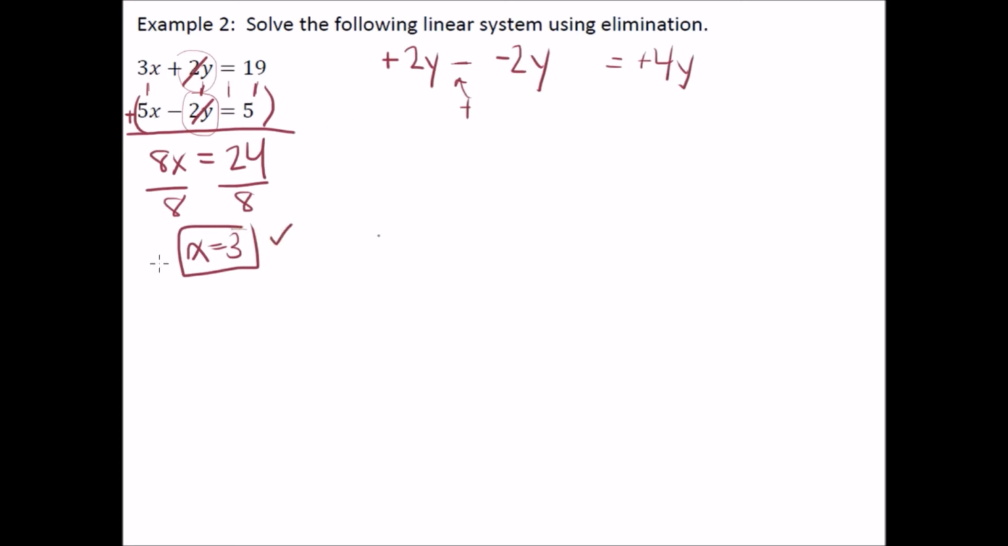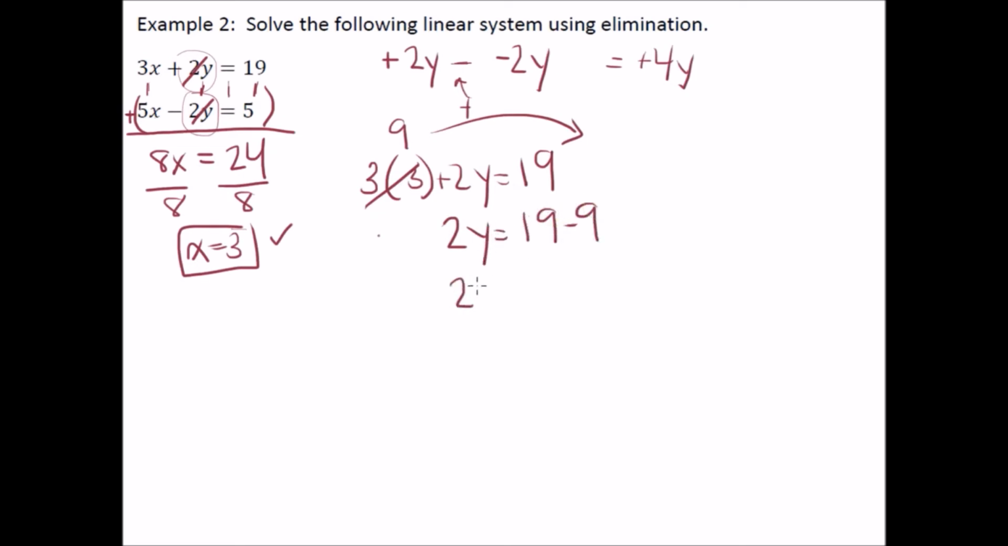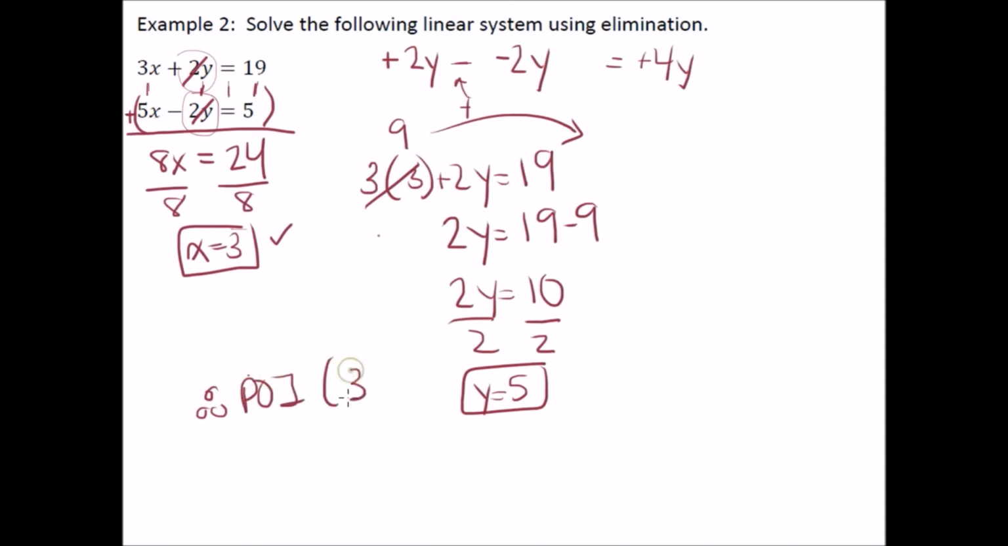Now we have to take that x and sub it into one of the originals. Let's go 3 times 3 plus 2y equals 19. And now we just have to actually isolate for the y. Okay, so 19 minus 9, I get 2y equals 10. And I get y equals 5. Okay, so for this one, we used elimination, and the point of intersection is 3, 5.